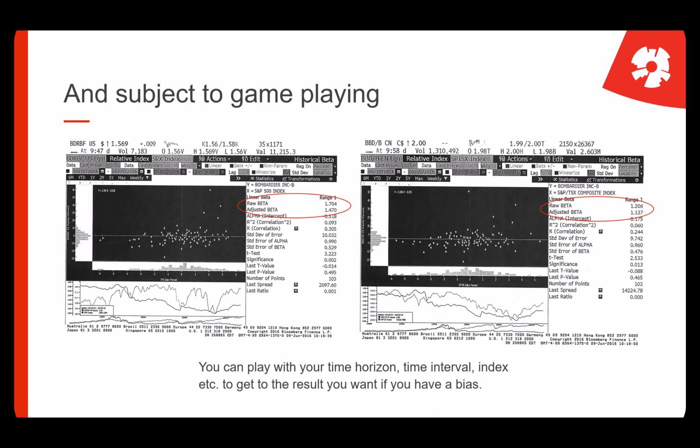And this isn't limited to the index choice. We could also play with the time horizon or the frequency of returns: weekly, monthly, daily. Each choice gives us a different number. So if we are biased going in and we want to show whether the company is riskier or safer, we could tweak the settings until we get the result we want. This is another reason why regression betas can be dangerous. They can give us an illusion of precision, but in reality they are extremely sensitive to our choices.